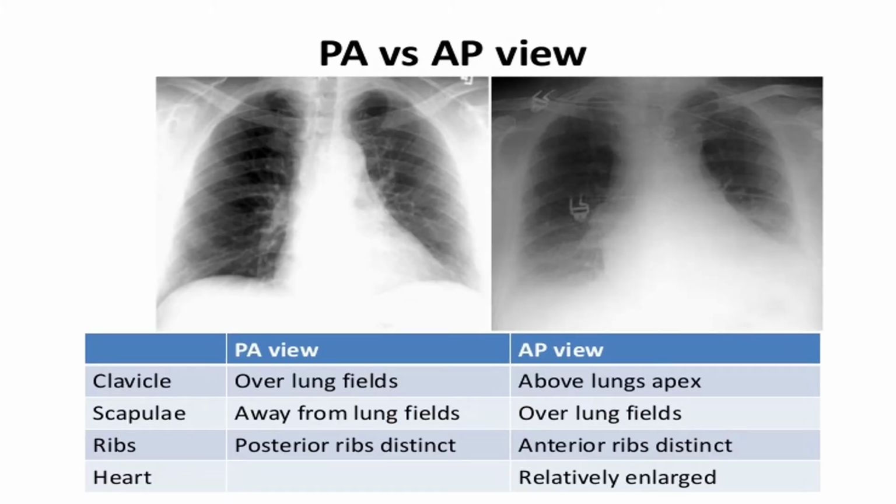To differentiate between AP and PA view in a frontal X-ray, the following things are to be noted. The clavicle is usually present over the lung fields in a PA view. The scapula are seen away from the lung fields, and the posterior ribs are distinct in case of a PA view. And in AP view, there might be a relative enlargement of the heart.